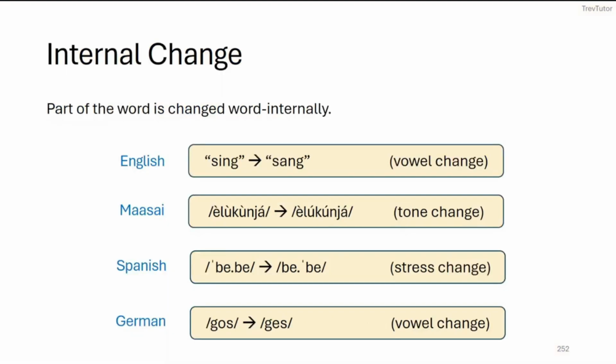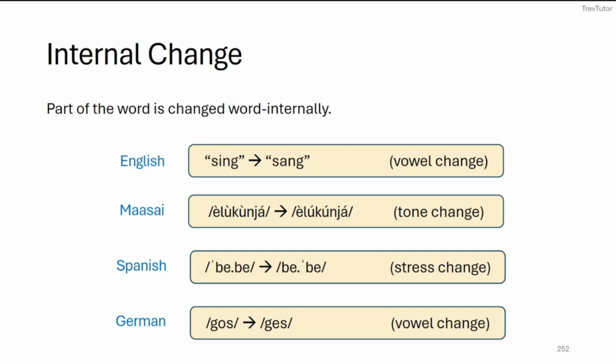Now let's talk about some word change. So how do we create words and how do we classify those word changes? So internal change is a general category that accounts for sound changes, tone changes, stress changes, basically anything to do with phonetic changes. So for an example, sing to sang, we have a vowel change there.